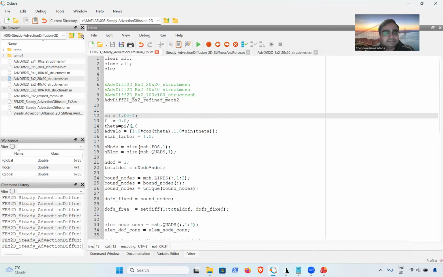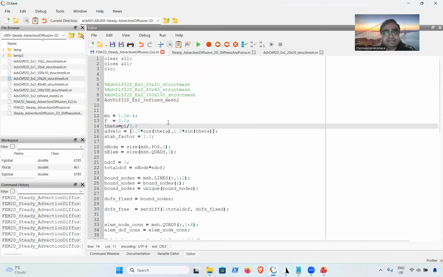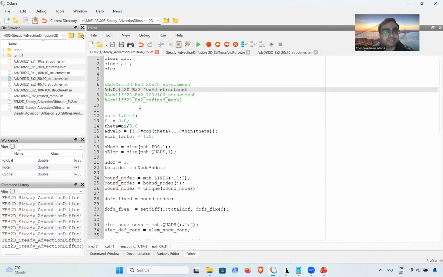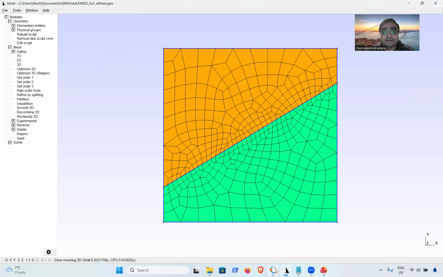Okay, and let us change the angle. Now we change the angle from 30 to 60 degrees. With this, the adaptive refinement, the refined mesh, is not good enough, because we have the refinement at a wrong place. In this case, with 60 degrees, the jump would be here. This point would be here.